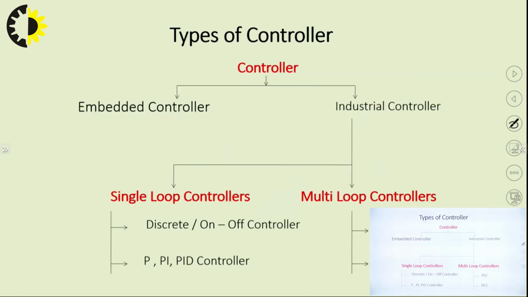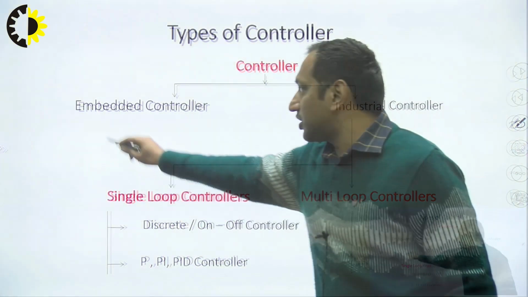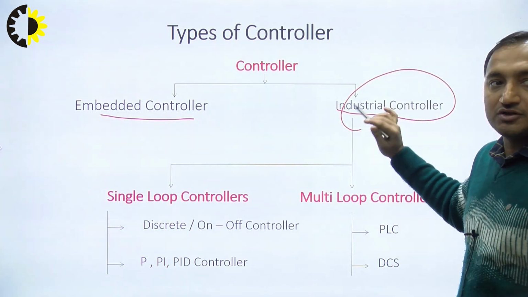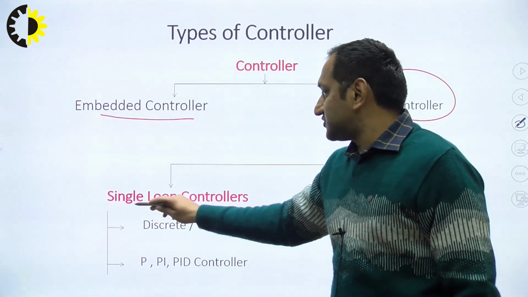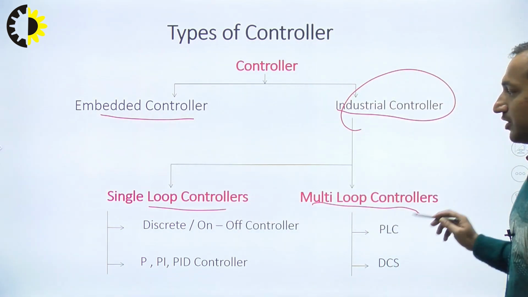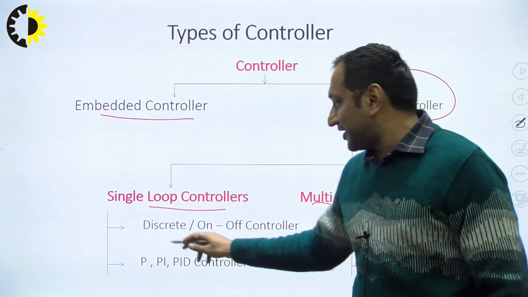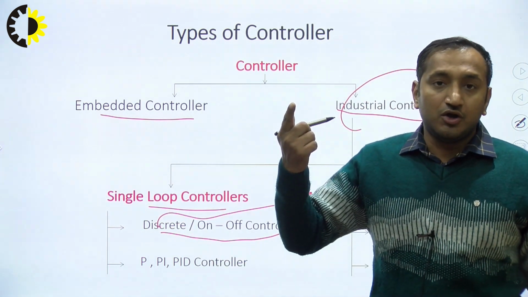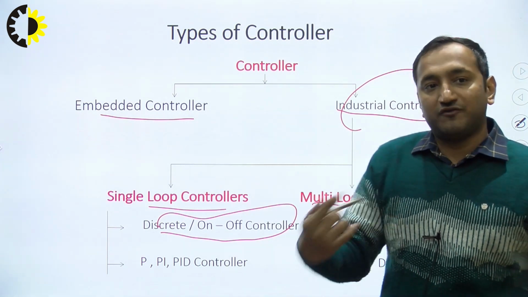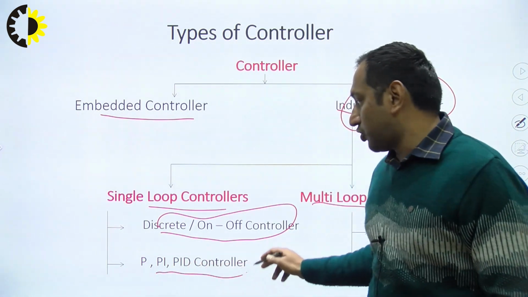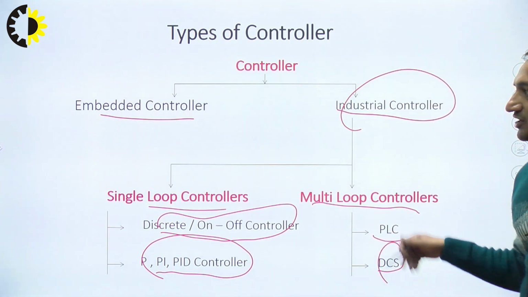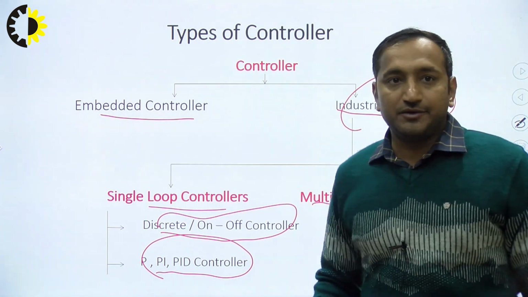Now, controllers essentially consist of embedded controllers and industrial controllers. Industrial controllers are further divided into 2 types: first is the single loop controller, another is the multi-loop controller. A single loop controller is a discrete on and off controller, very simple. It can be like a switch in our household to switch a light on or off. It can be a PID controller. Examples of multi-loop controllers are PLCs and DCS. Let us study these one by one quickly.